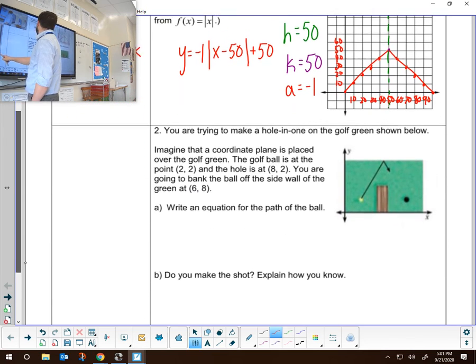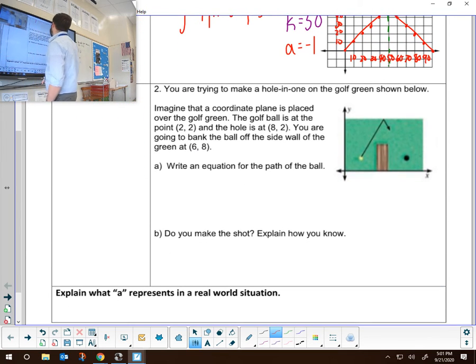So number 2 reads, you are trying to make a hole-in-one in golf. I guess putt-putt golf. Imagine that a coordinate plane is placed over the golf green. Okay, that's pretty easy to imagine. The golf ball is at the point (2, 2). So we can say this golf ball, when it starts, is going to be at (2, 2). Okay? And the hole is at (8, 2).